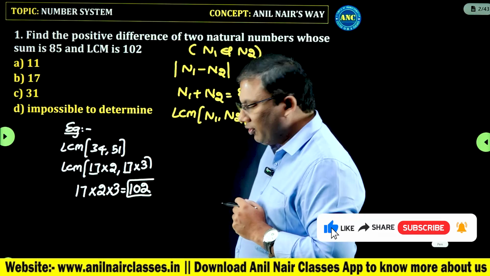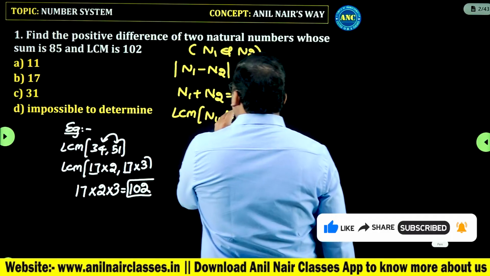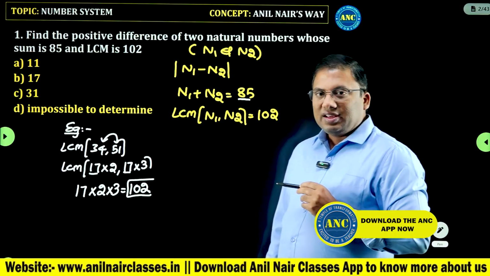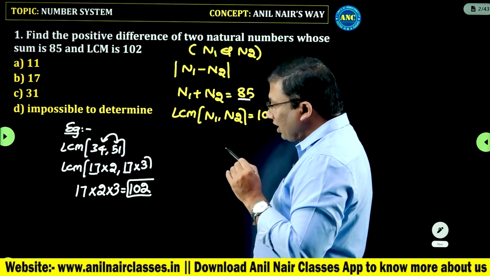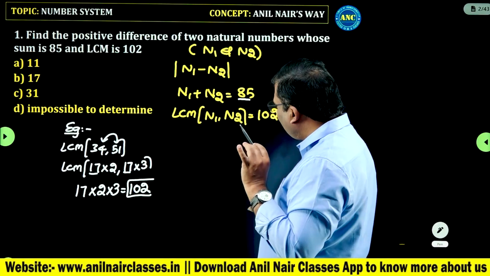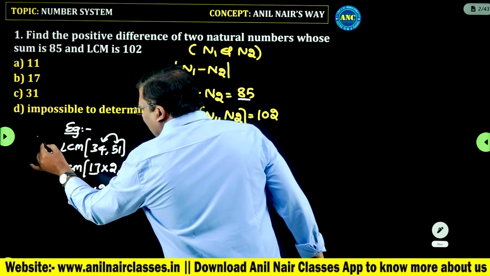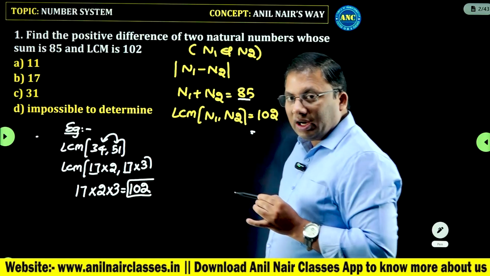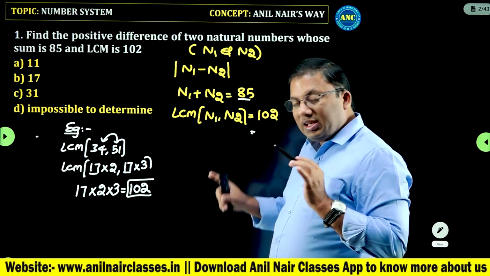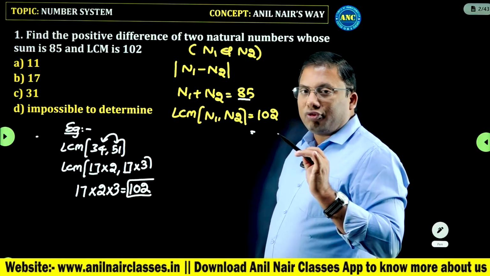Now, if you observe carefully, 34 plus 51, sum is 85. And LCM of 34 and 51 is 102. So two numbers 34 and 51 are getting satisfied. I just took a random example to tell you that there exist two numbers whose sum can be 85 and LCM can be 102. But how are we sure that the numbers are only 34 and 51?